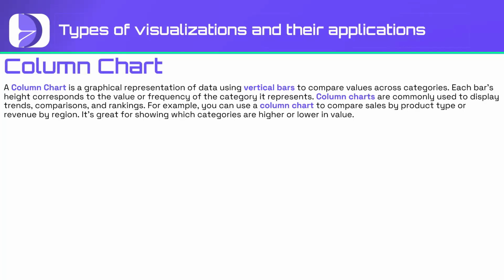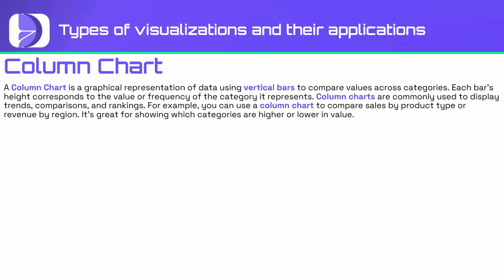What are column charts? A column chart is a graphical representation of data using vertical bars to compare values across categories. If you remember, a bar chart is what? Horizontal bars. But for a column chart, it's vertical bars. How do you know vertical bars? Vertical bars can be seen from top to bottom, while horizontal bars are seen from left to right or right to left.